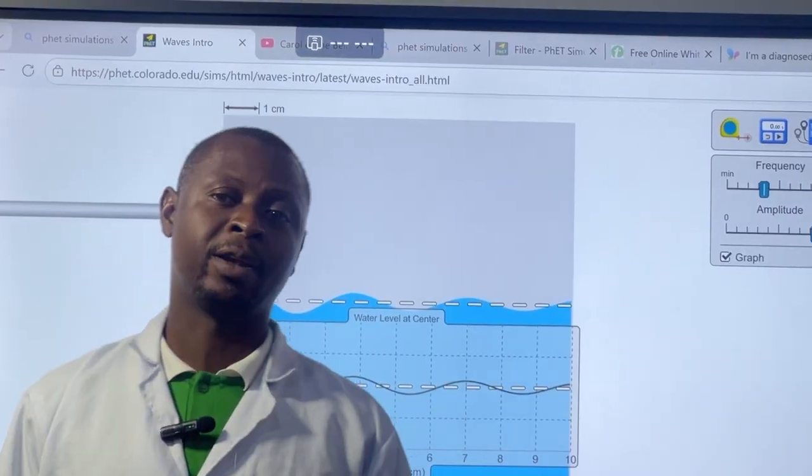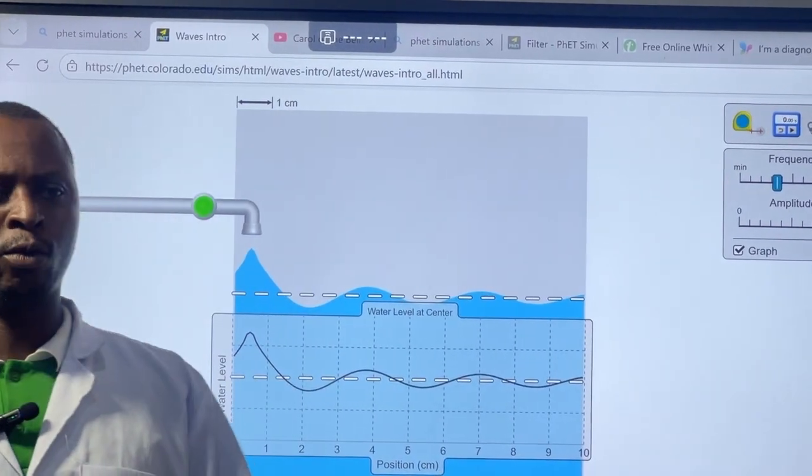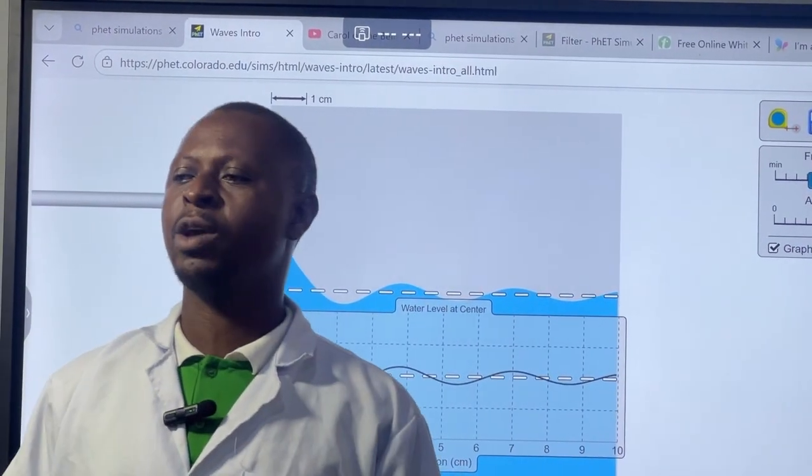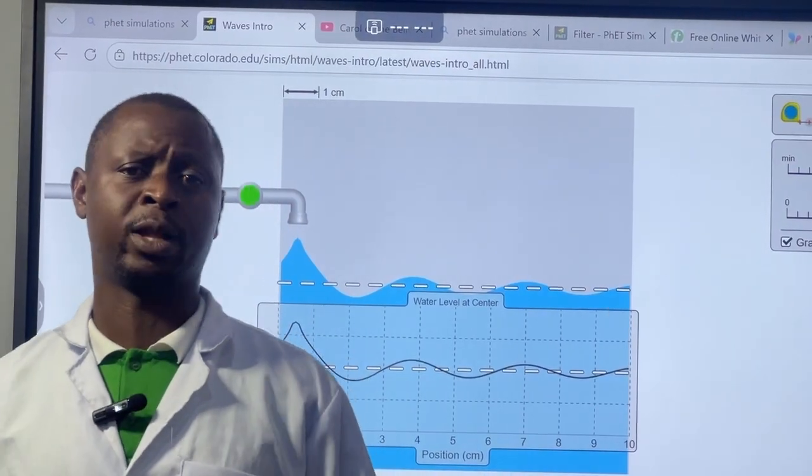In conclusion to what we have learned today, we're able to define wave and we're able to classify wave according to material medium into two with examples.